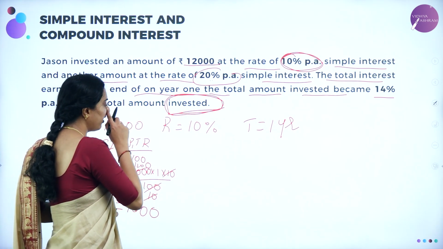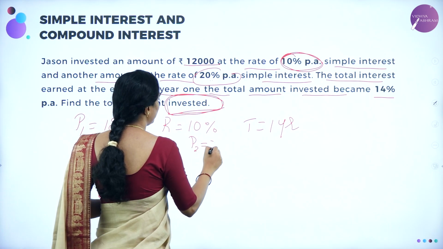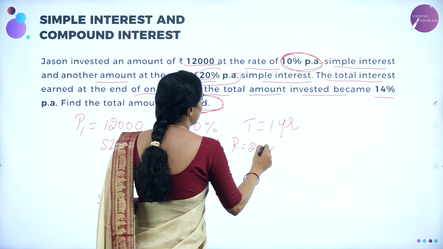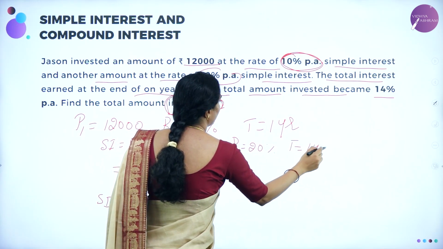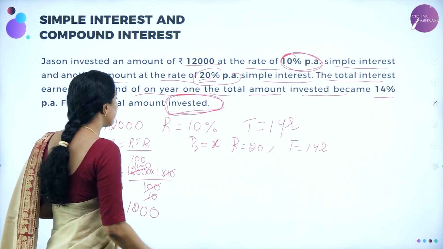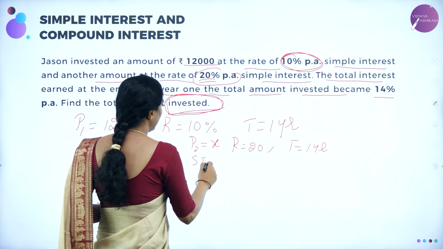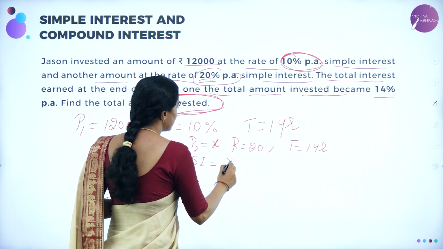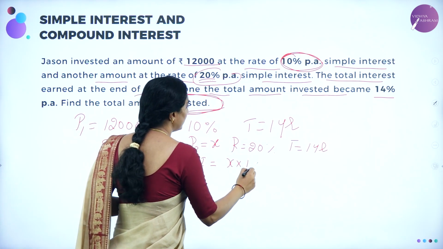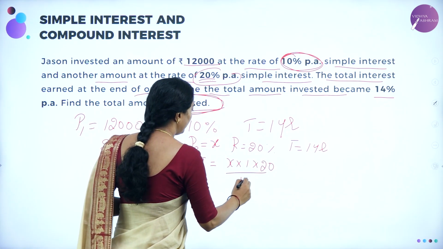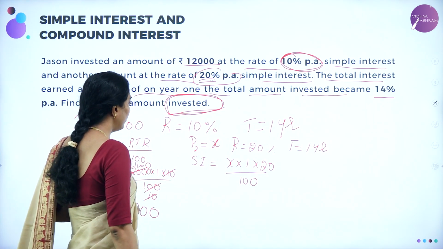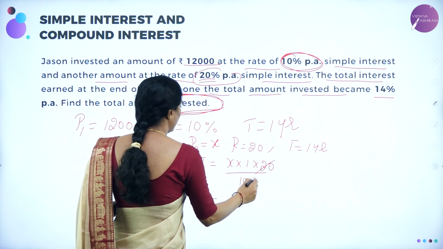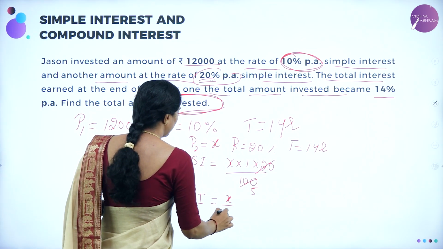So next we have P2. We don't know what is P2, X we are going to call it. R will be 20%. In the same year, T is equal to 1 year only. So next simple interest can be calculated. X means P2. X into T is 1 year into 20% divided by 100. Correct? So therefore the answer for this, SI is equal to 2 ones are 2, 5 twos are 10, so X divided by 5.